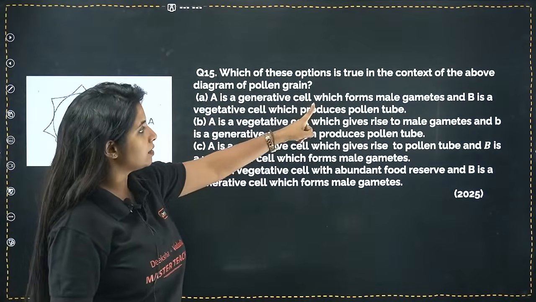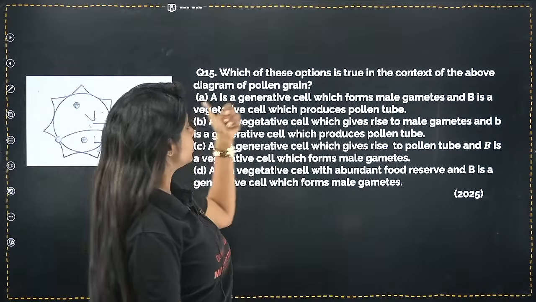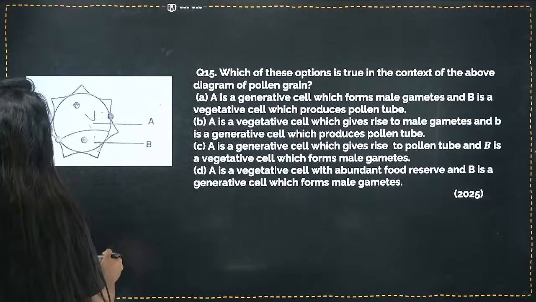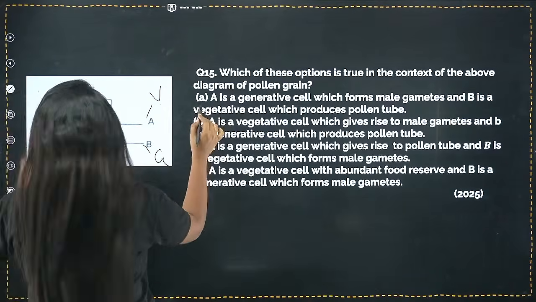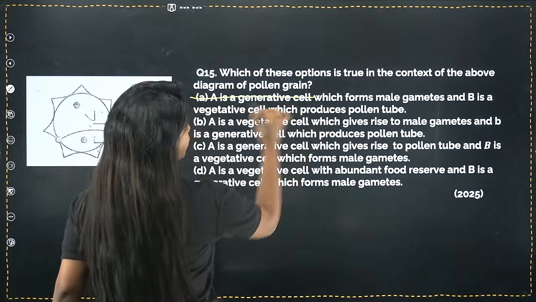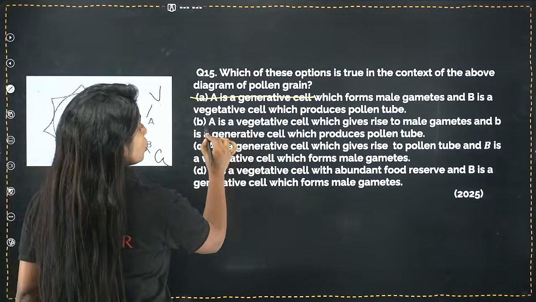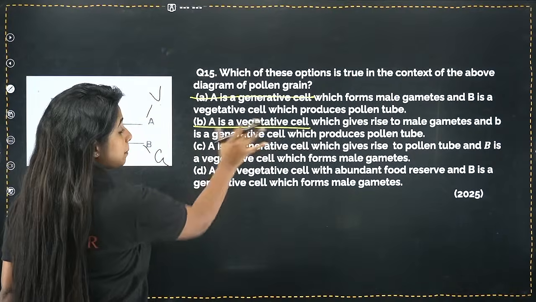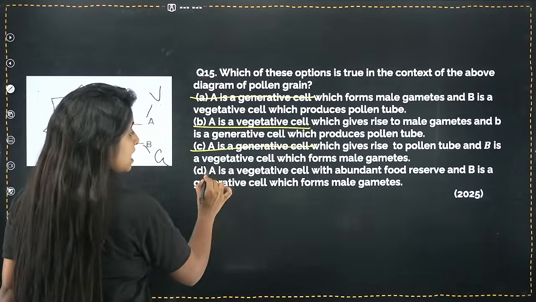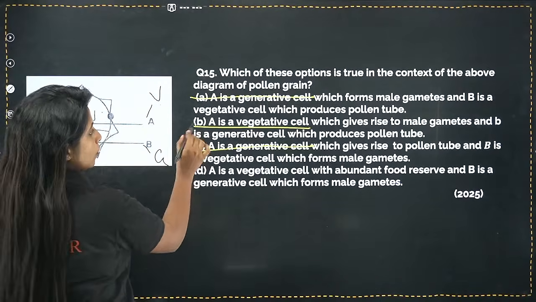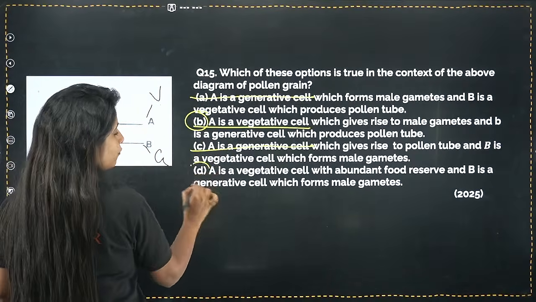Now you solve the question. A is generative cell which forms the male gametes and B is a vegetative cell. You know that A is what? We have just studied A is vegetative, and B is generative. So this particular statement is obviously going to be wrong. A cannot be generative cell. Now A is vegetative. Let's keep that on hold because that could be correct. A is generative, let's cancel that again. A is vegetative, again we have to keep it on hold.